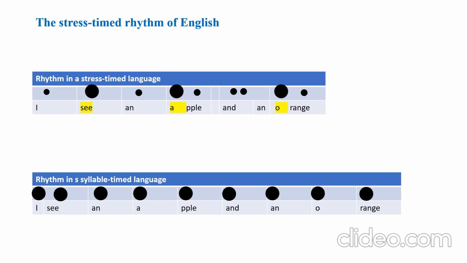So let's try them. The first sentence. I see an apple and an orange. I see an apple and an orange. The second example. I see an apple and an orange. I see an apple and an orange.